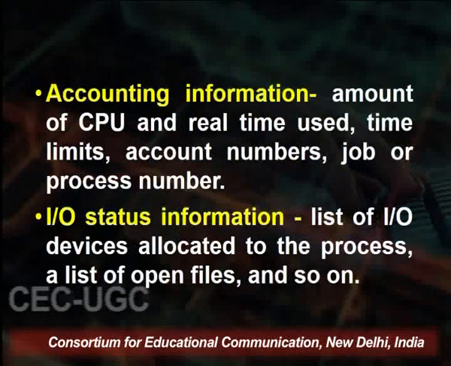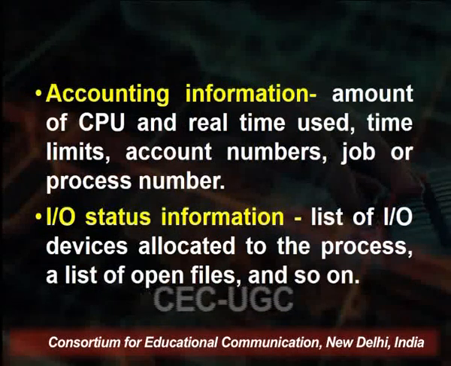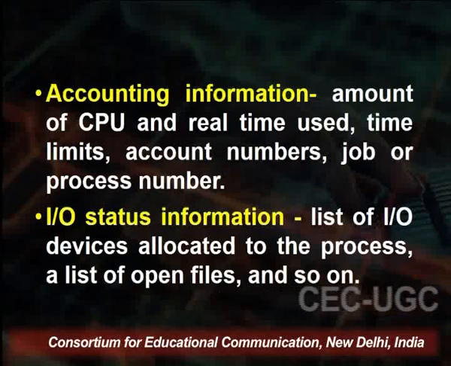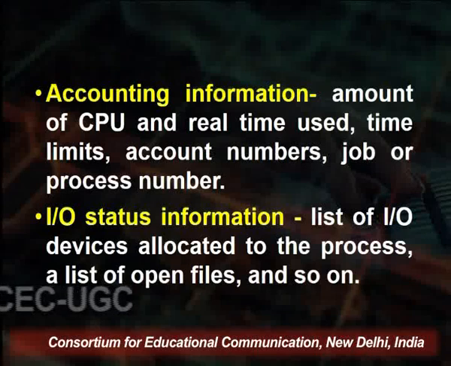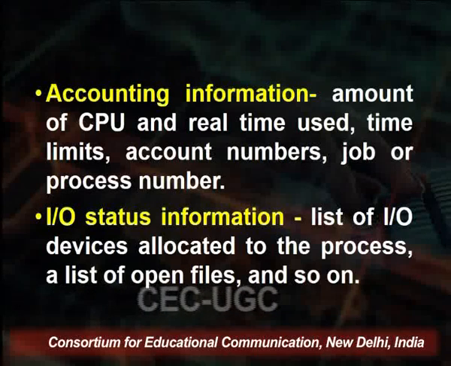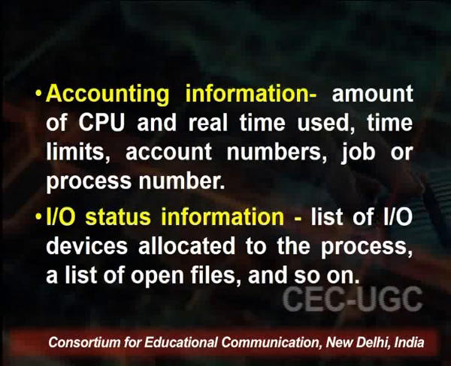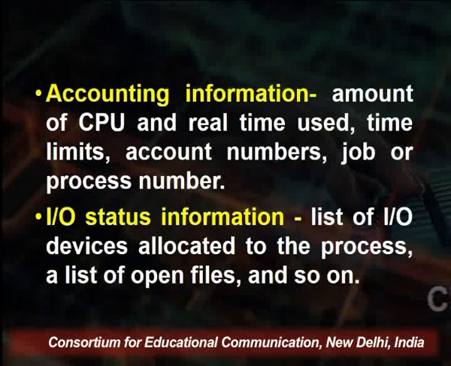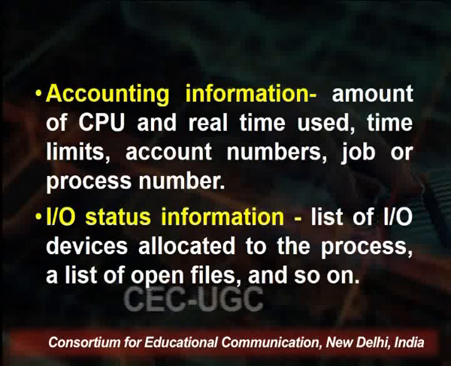Apart from that, it also has accounting information, that is the amount of CPU which is required, the amount of real time which is used, the total amount of CPU which is required, also the amount of CPU which it has already used, what are its time limits, some account number, job and process numbers and so on and so forth. So, all this accounting information is also stored inside your process control block.